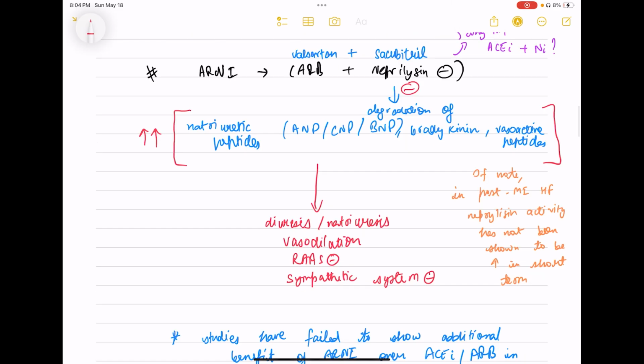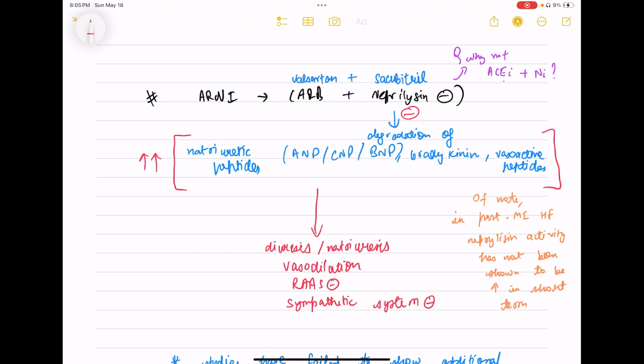That is the beneficial effect that we see because, for example, the natriuretic peptides cause diuresis and natriuresis. And then vasoactive peptides cause vasodilation. There's also some RAAS inhibitory effects and sympathetic system inhibition. All of these act in a complex way and provide the benefit that's added with the neprilysin inhibitor.